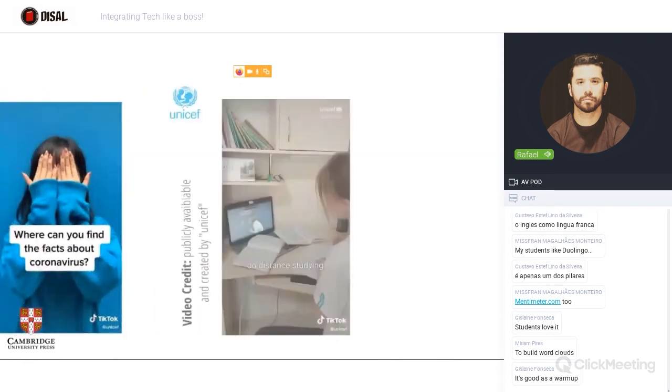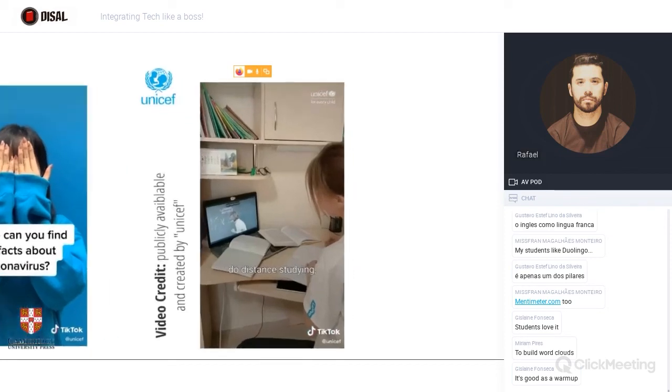But I'd like to actually show you guys this third example, which is a very good one, also produced by UNICEF, showing the routine of a girl during the quarantine. Let's see.